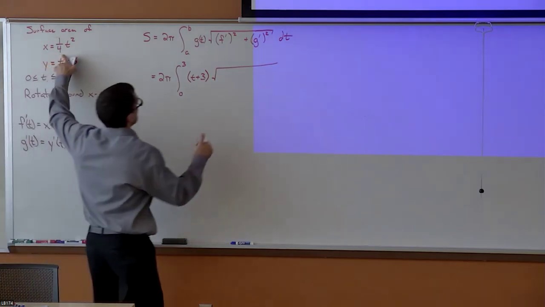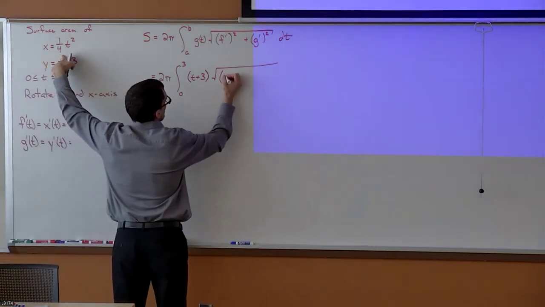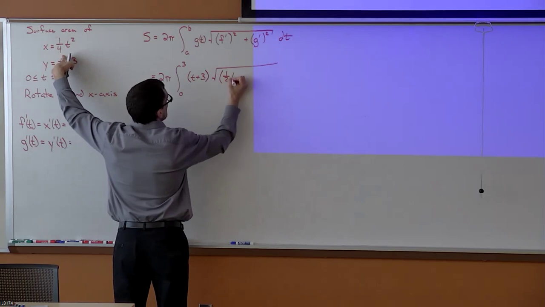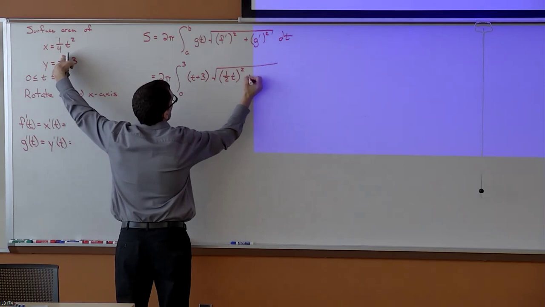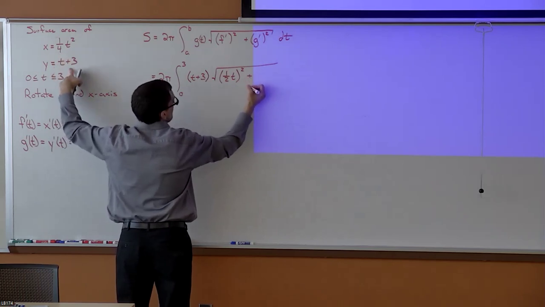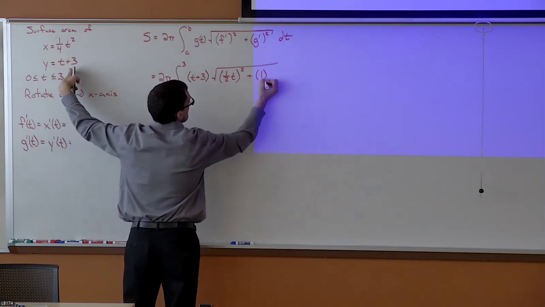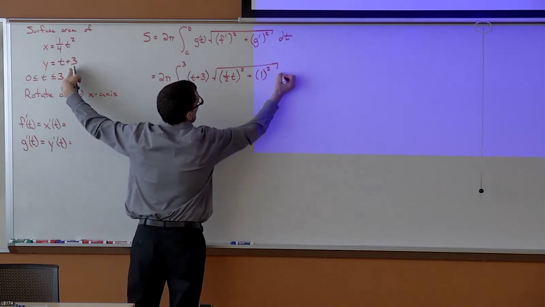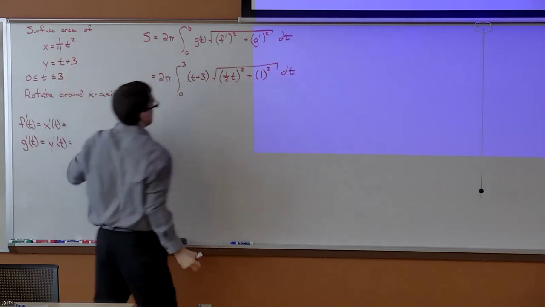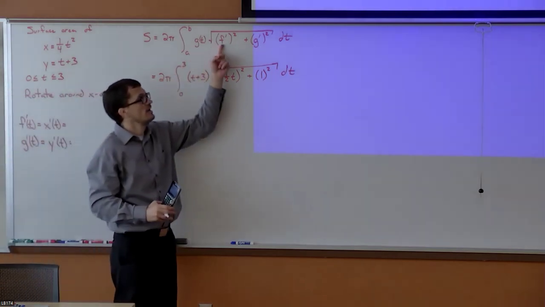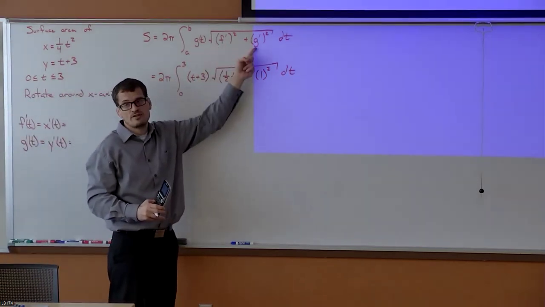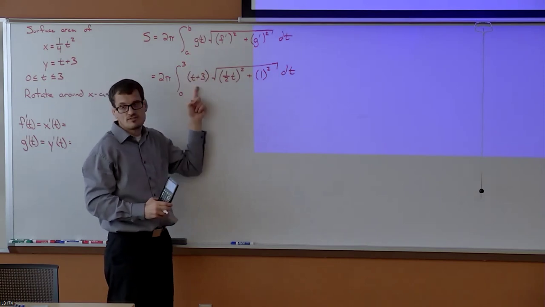Then let's take the derivatives. The derivative of this would be 1/2 t to the first, and then we're going to square the derivative. The derivative of this one is 1, and we're going to square the derivative of that. And we're going to integrate everything with respect to t, obviously. So again, inside the square roots, these are both derivatives. On the outside, that's the function itself.